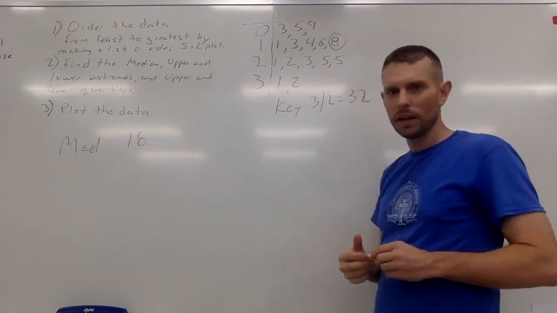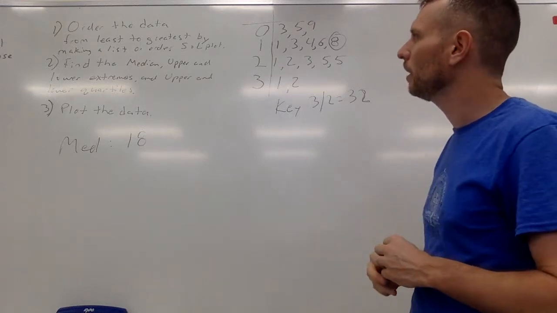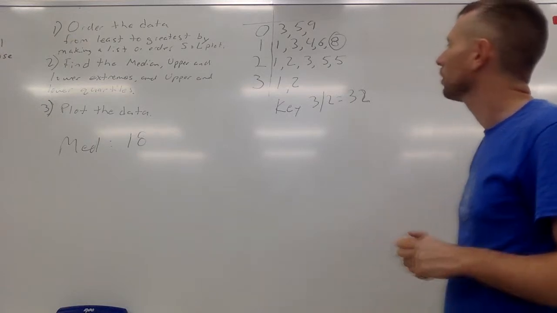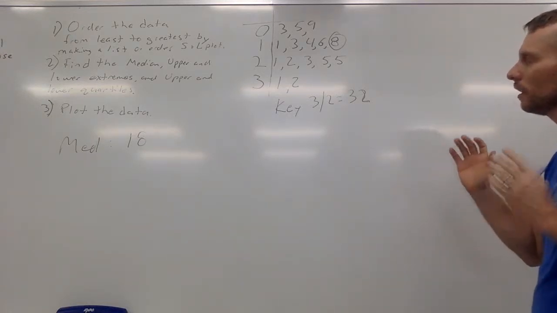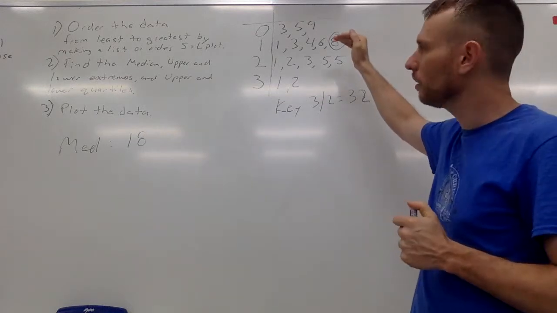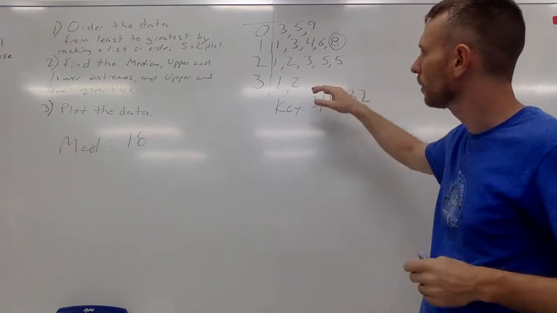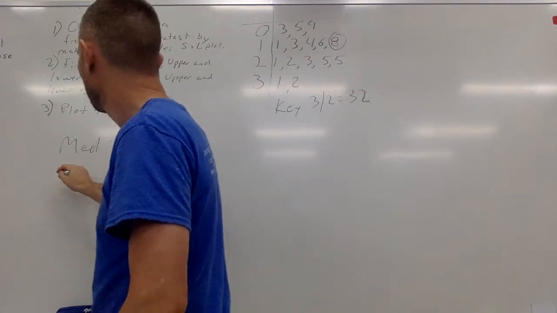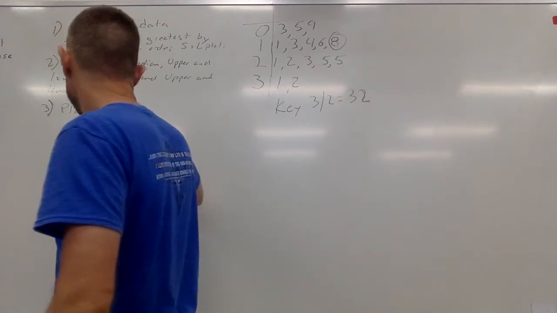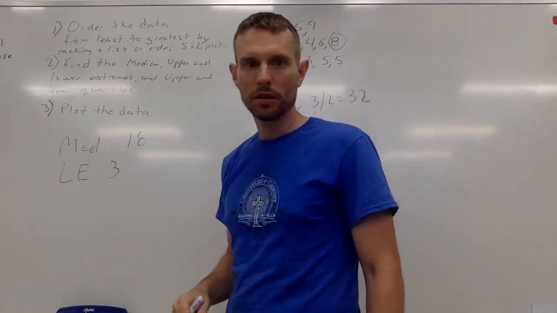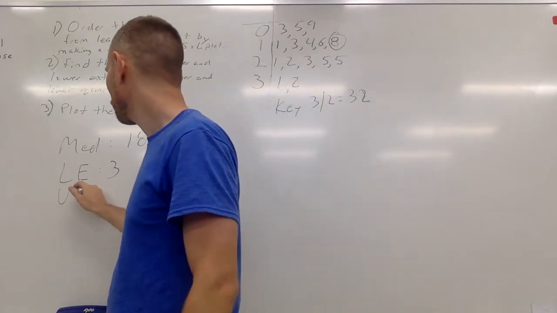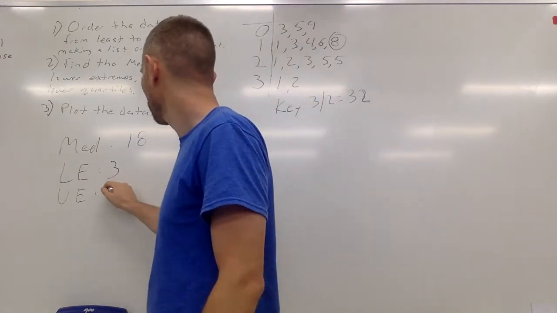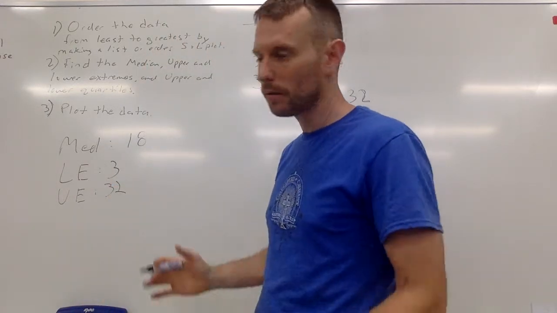So now that I have that, I want to find the upper and lower quartiles. Well, let me back up. The lower extreme and the upper extreme: the smallest number is the lower extreme. So in this case, my lower extreme is 3. My upper extreme is 32. You won't see these abbreviations anywhere, I just made that up for simplicity's sake.